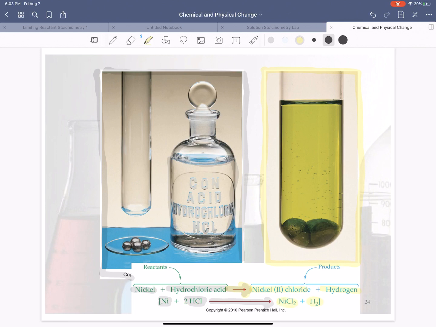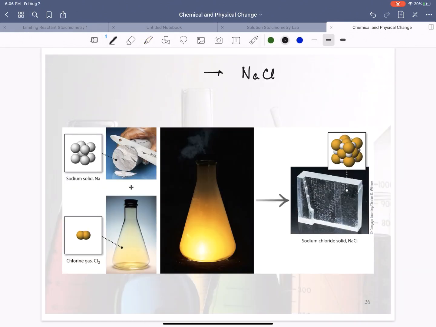There are several evidences of change in this picture. One is really obvious. There's a color change, but can you find two more? Sodium metal and chlorine gas.